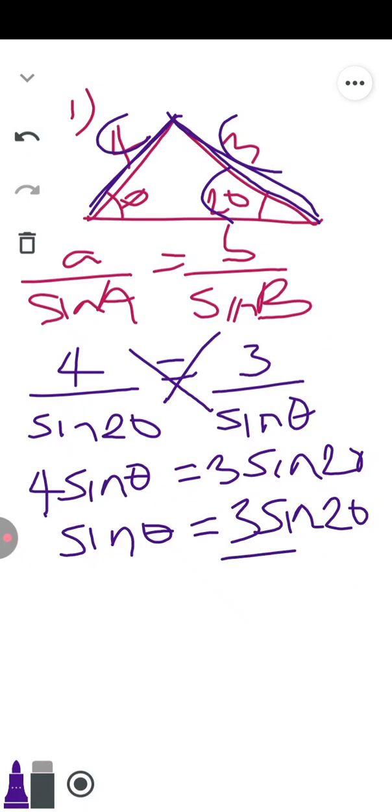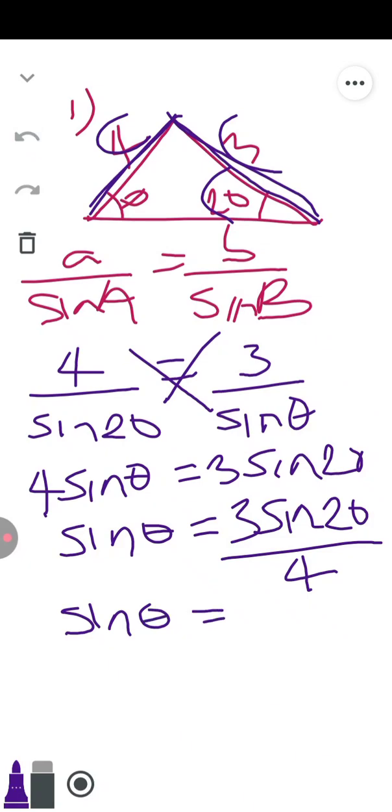I'm sure you know what I did there. I divide both sides by 4. So that means sine theta is equal to what? Sine theta is equal to 3 sine 20 over 4.